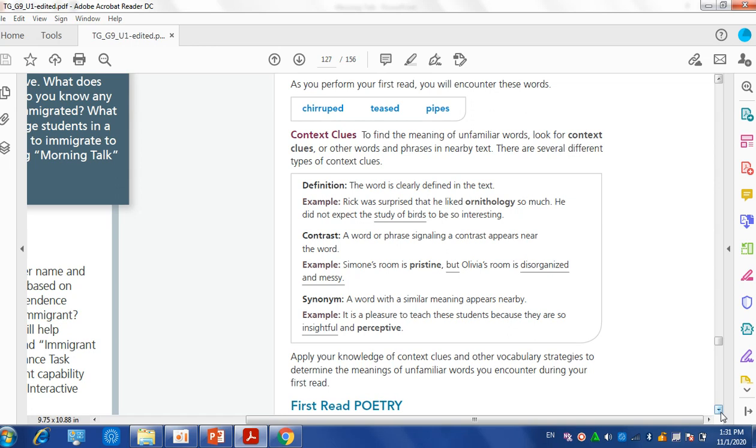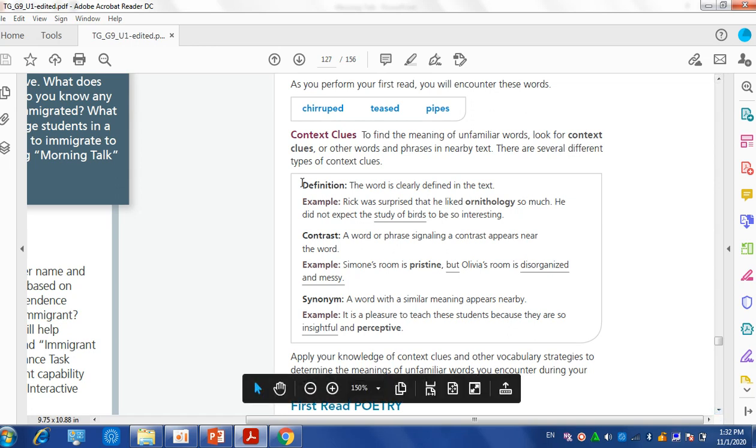Today we're going to study one of the context clues. To find the meaning of any new word, we have to look for the context clues, or other words or phrases surrounding it in the text. Maybe those other words are giving you the definition of the word. Sometimes other words are giving you the synonym or the antonym. So it's one of the ways that may lead you to predict the meaning of this word.